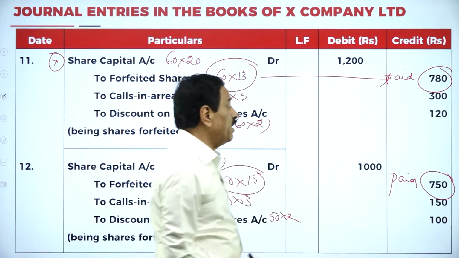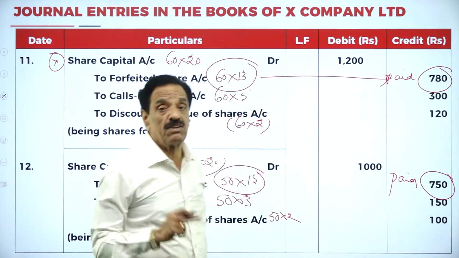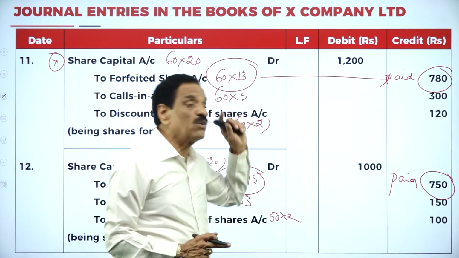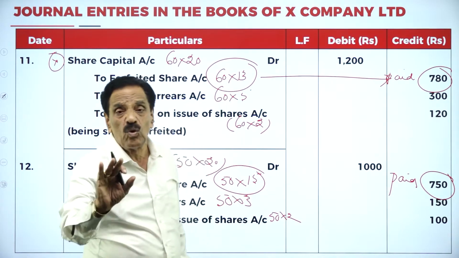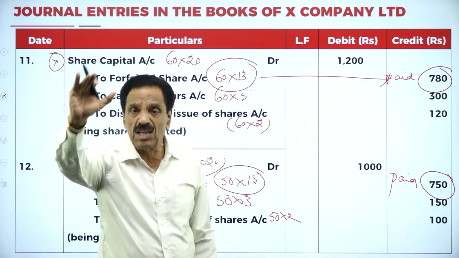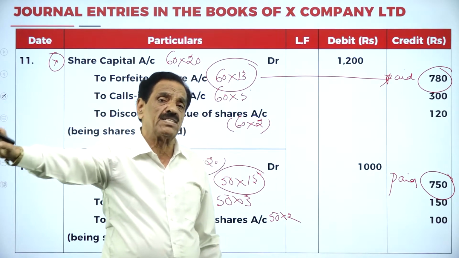This money goes in favor of the company. 750 goes in favor of the company. Out of the forfeited shares, only 85 shares have been reissued. Another balance of 25 is not reissued.